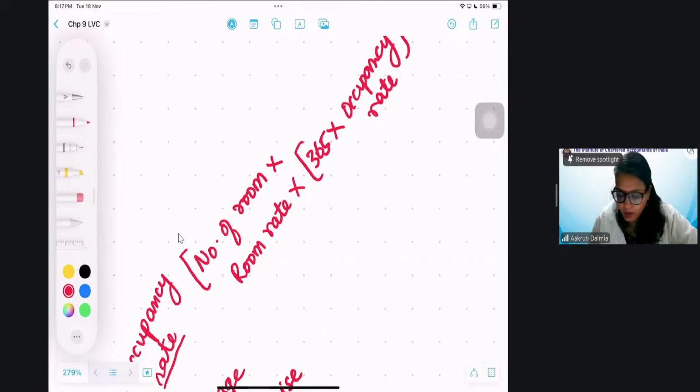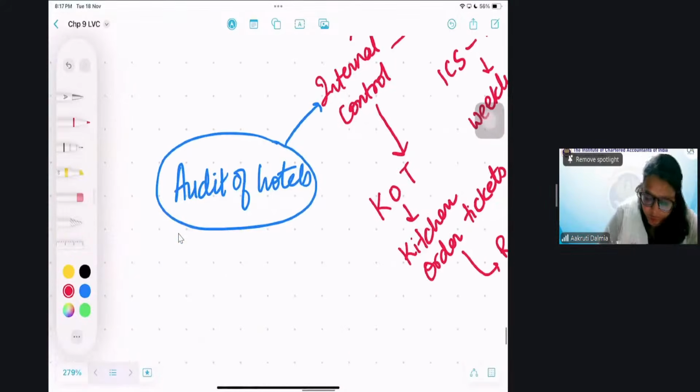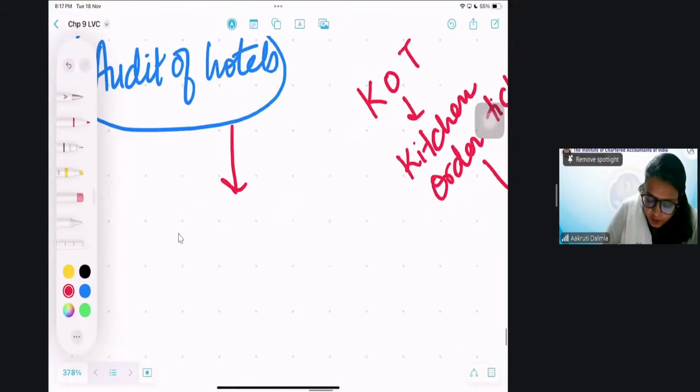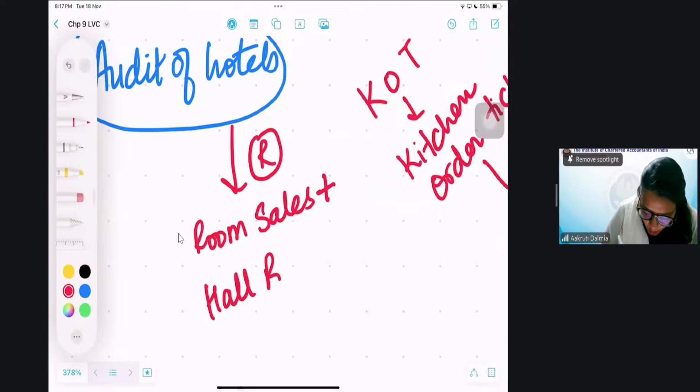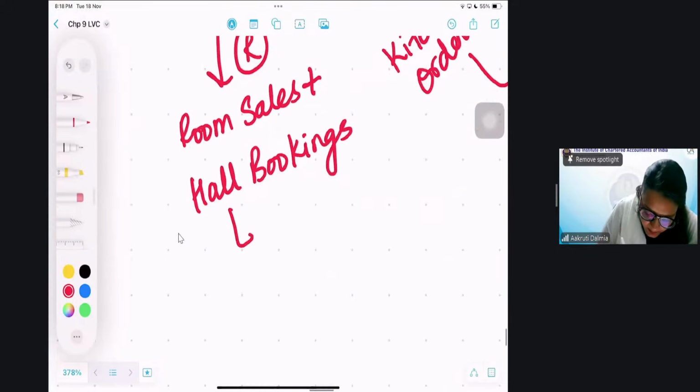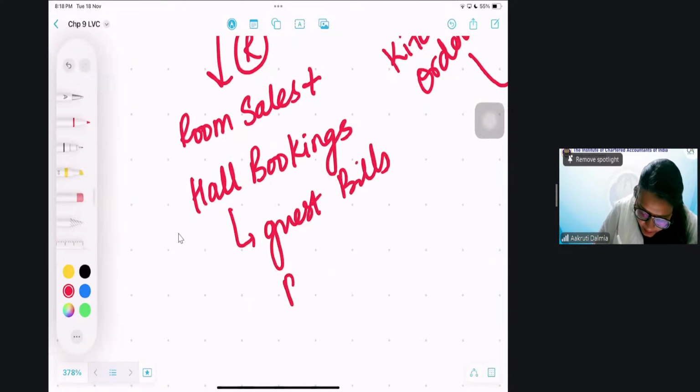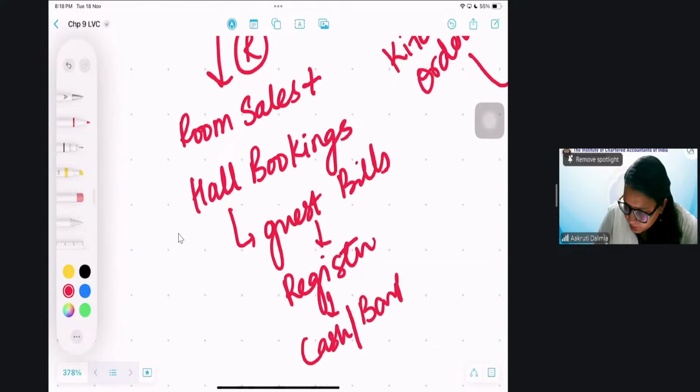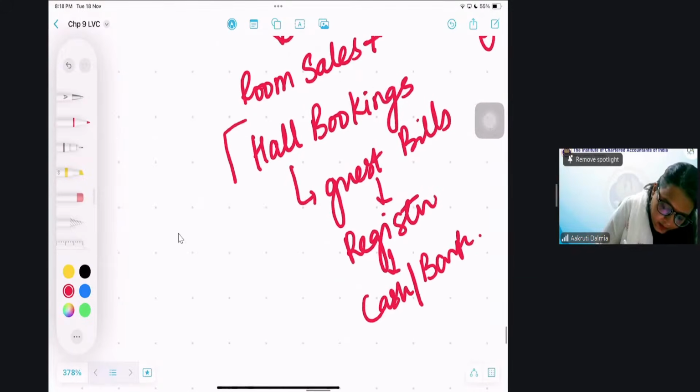All right. So this is basics about internal control. Then, of course, one of the most important sources of income is room sales plus hall bookings. What does it mean by hall bookings? Yes, functions, conferences, marriage functions, birthday parties, all these things. So from there also management can get income. So here you can check a few guest bills. You can check registers, booking register, guest registers. Cash and bank you can check. Here is one very interesting, you know what? Indirect way of checking.